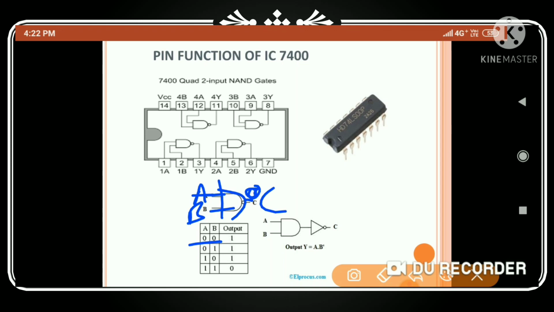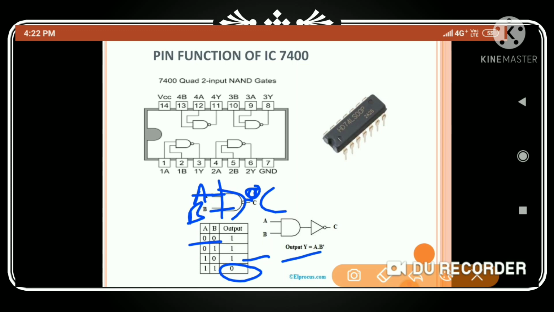Okay, like that 0, 1, 0, but this does not give 1. 1, 0, 0, but this does not give 1 here. Means 1, 1, 1, but this does not give 0. Like that, the NAND gate is the opposite of the AND.